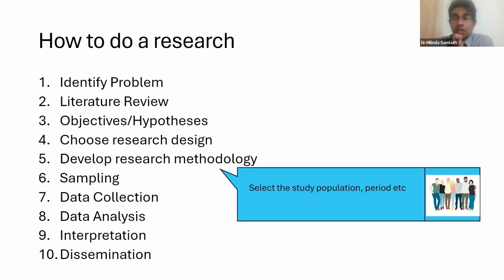You can decide what tools you are going to use. Are you going to do interviews? Are you going to give them a questionnaire? All of those things come next under developing a research methodology.